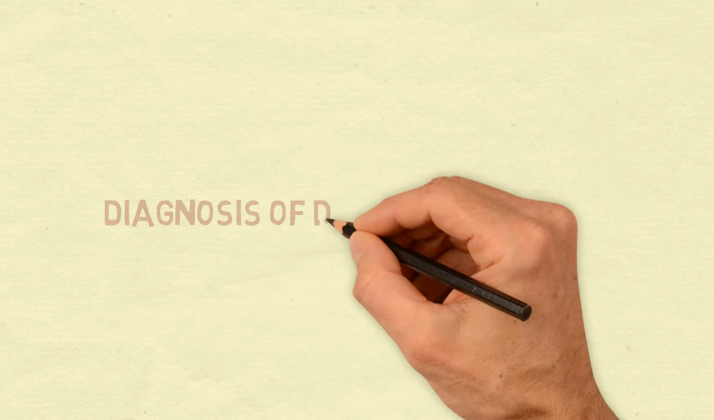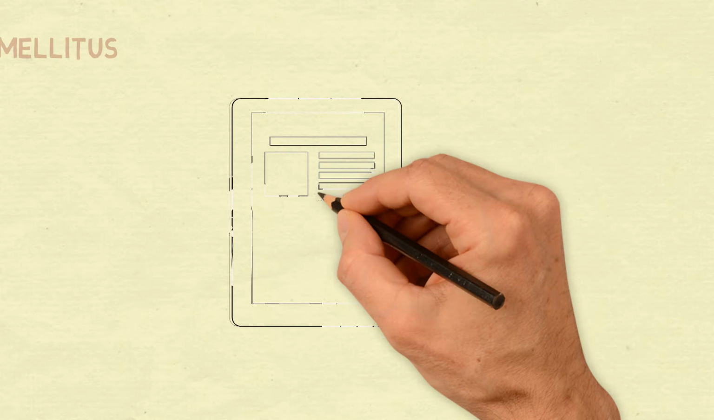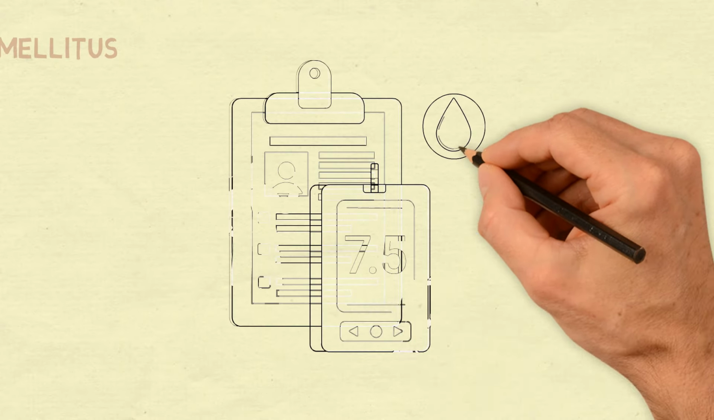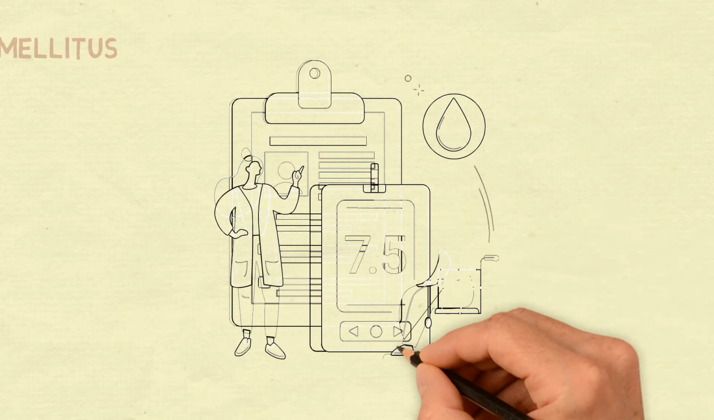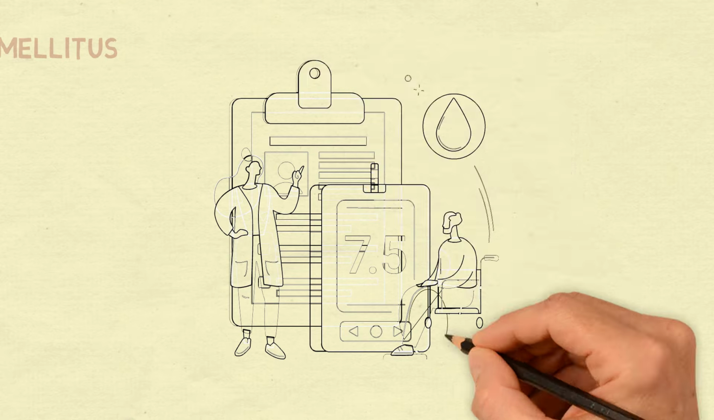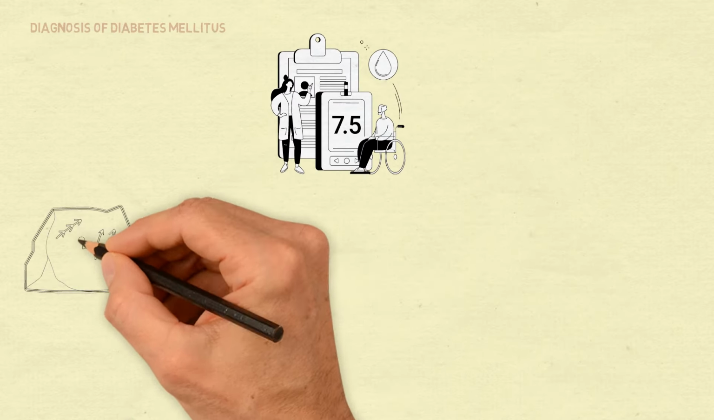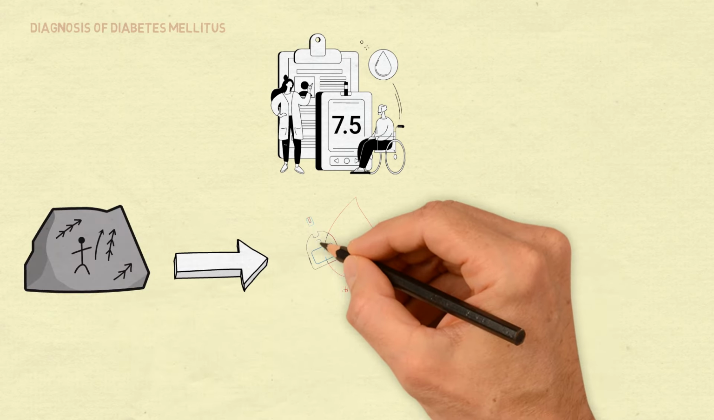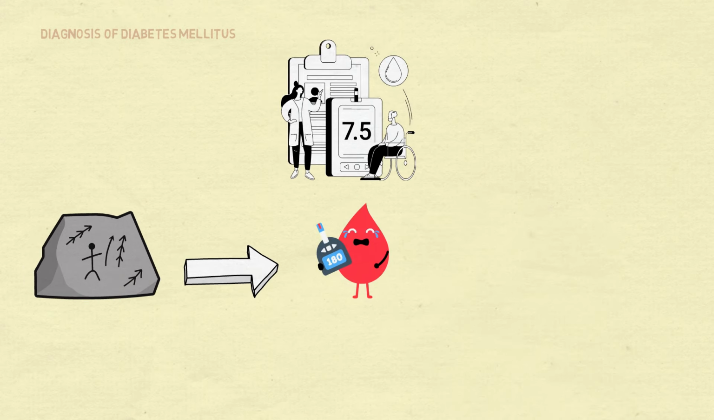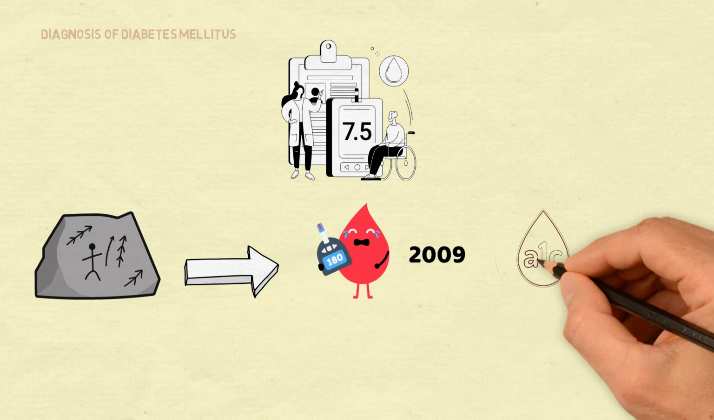When it comes to diagnosing diabetes, we've come a long way. From simple blood sugar tests to advanced methods like HbA1c, today we'll explore how diabetes is identified, the different types of tests used, and why they matter. Historically, diabetes diagnosis was straightforward. It was based solely on hyperglycemia, or high blood sugar levels. Everything changed in 2009 with the introduction of HbA1c, a test that measures blood glucose levels over time.